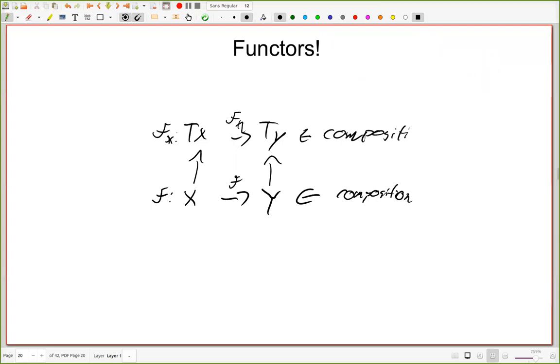Okay, but this does not work for cotangent vectors. If we were looking at cotangent vectors, we can't just say we have a cotangent bundle of y and a cotangent bundle of x, and we draw the thing the other way, because we don't get a covariant functor in the same way that we do for push forwards. And the reason for that is basically as follows.